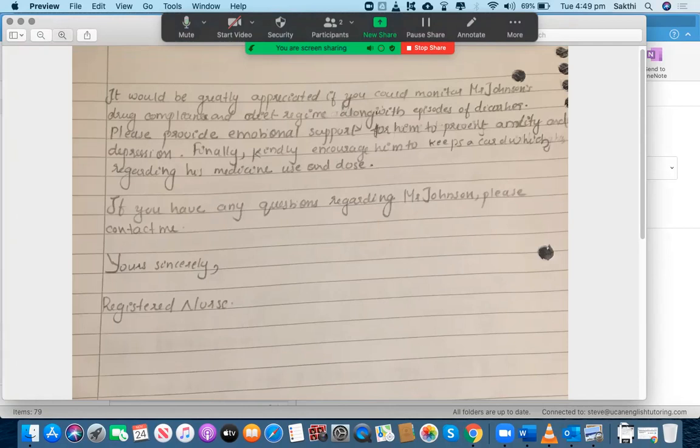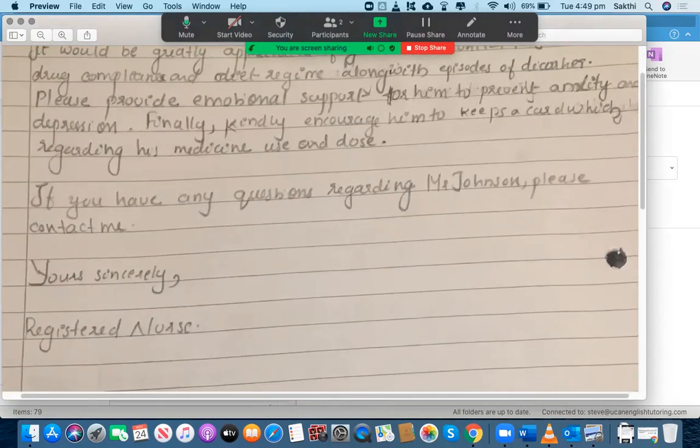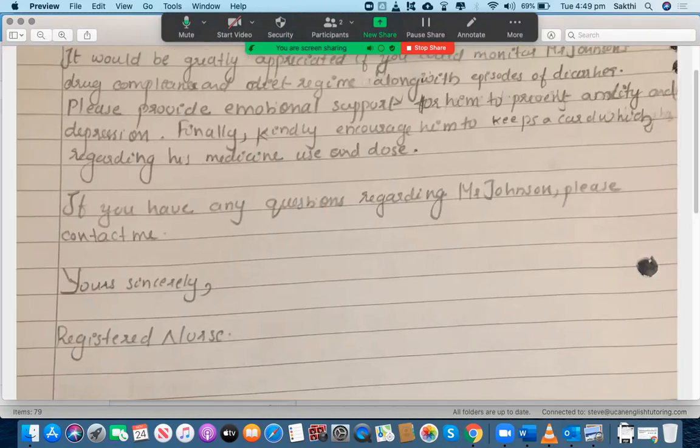Yeah, kindly encourage him to keep a card for his medicine use and dosage. Yeah, that's correct. A card, to ensure the dosage. Okay, so that's a correct thing. All right. Yeah, it's not that bad.